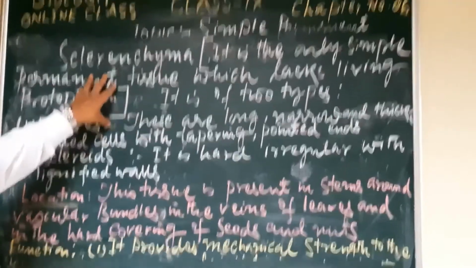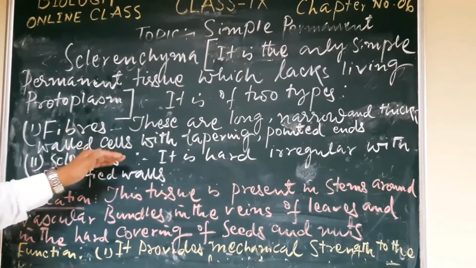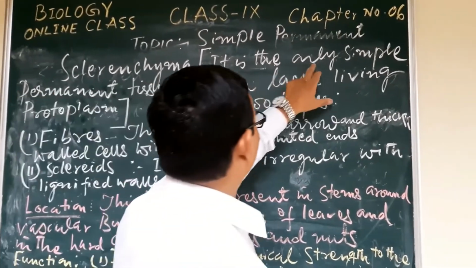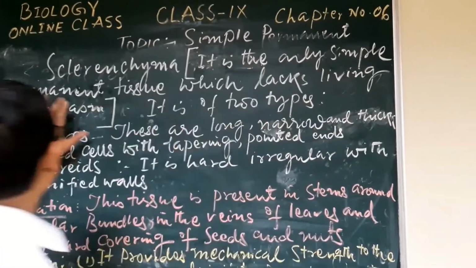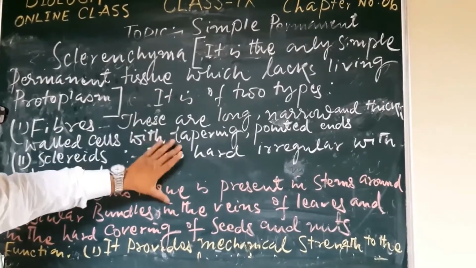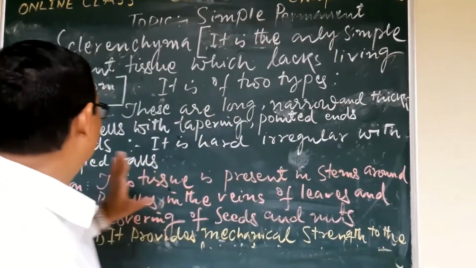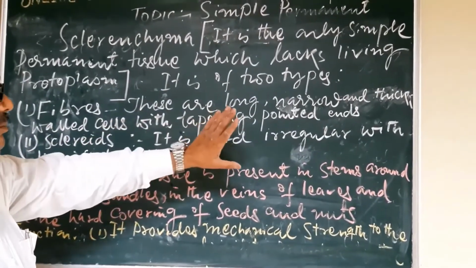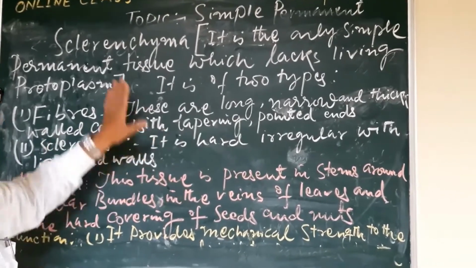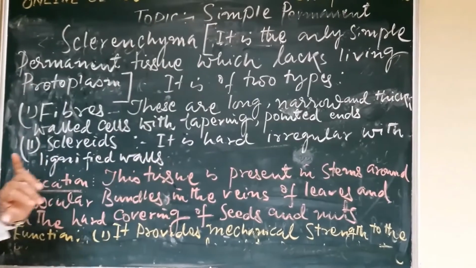Here we are in the last part of the sclerenchyma tissue, its types. Before this we discussed its special features. Once again I have written one important point here. It is the only simple permanent tissue which lacks living protoplasm. It is mainly of two types: fibers, which are long, narrow, thick-walled cells with tapering pointed ends, and sclereids, the second important type of sclerenchyma, which are hard, irregular, with lignified walls.